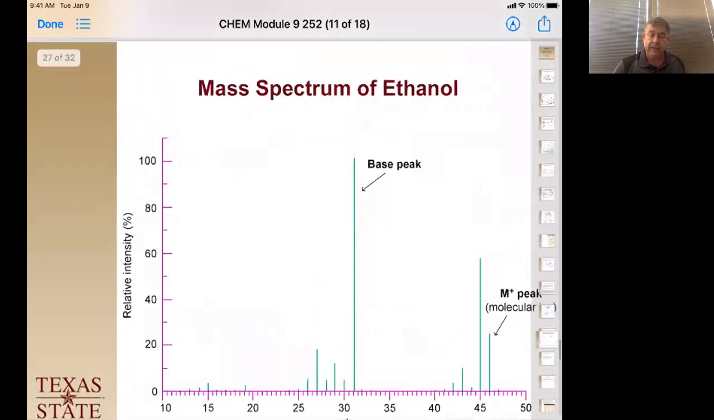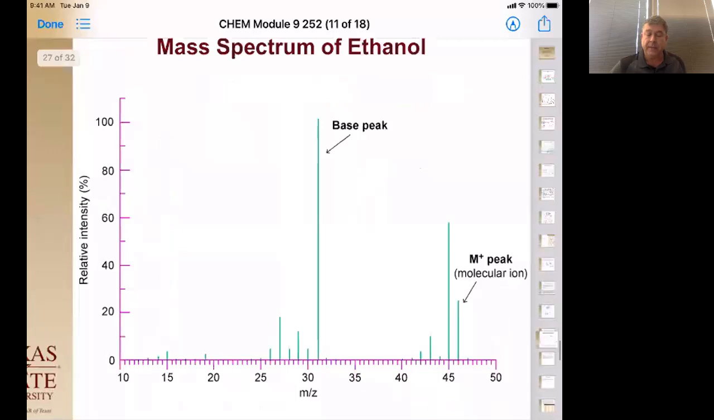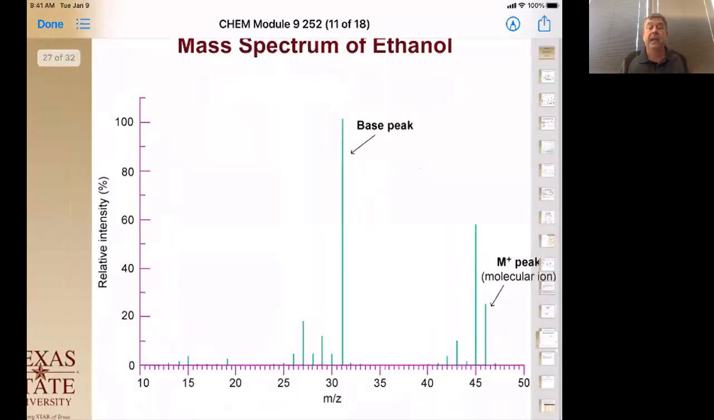Well, it's kind of like this. On the x-axis, we have molecular weight. And notice it says m/z. That means the molecular weight per charge. So most of the time, these have a single charged species in the material.